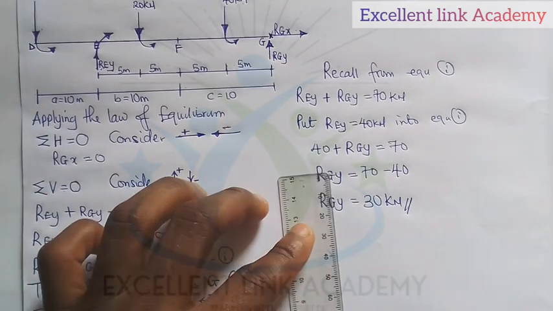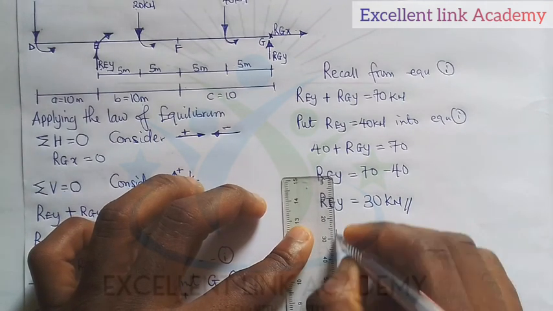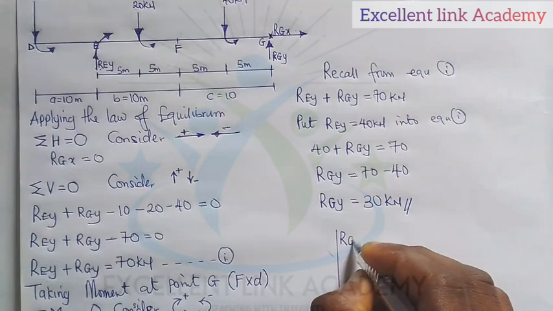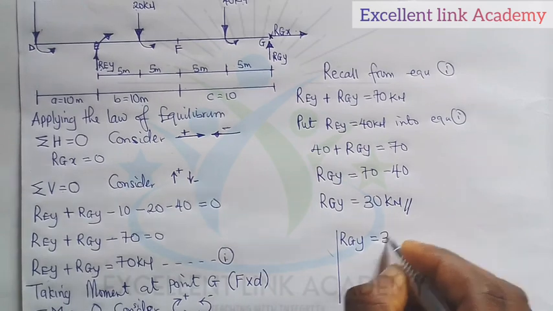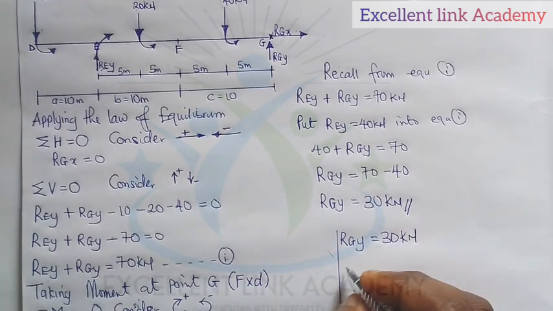So I have two values. RGY is equal to 30 kilonewton and also REY is equal to 40 kilonewton.